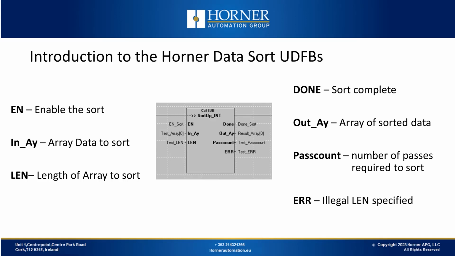Another thing that's provided as an output is an integer value called pass count, which is how many passes through the data were required to sort the actual data that you just executed. So depending on how the data is arranged in the array, it may take a lot of passes or it may take only a few. And then finally, there's an error bit that can be set if you set the length parameter incorrectly. So if you forgot to set your length to a value greater than 0, or if you set it to a value greater than 100, then the error flag will turn on.